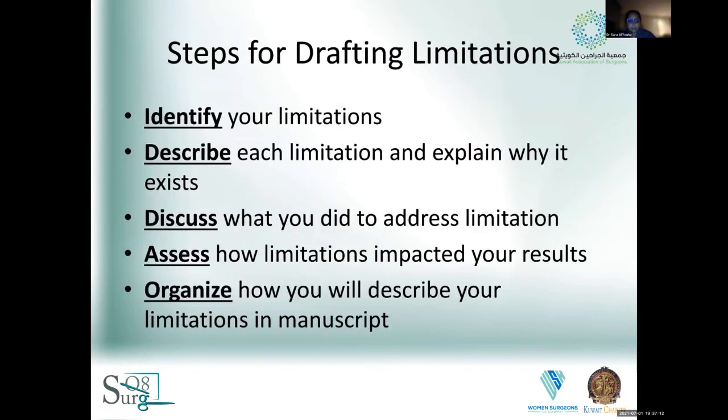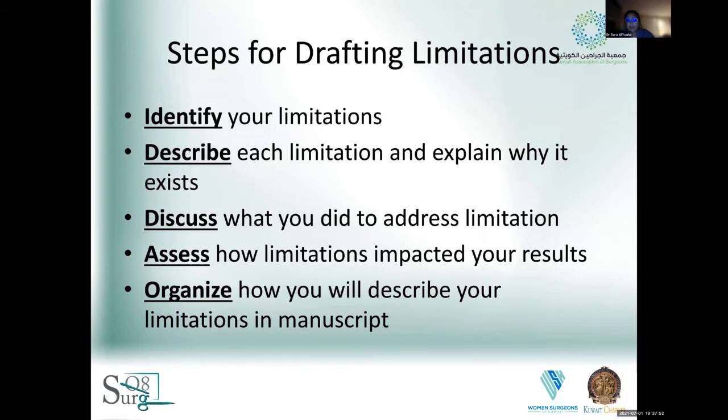And if you wanted to talk about this, this is the way I would suggest you format it. First, identify your main limitations, then describe each limitation and explain why it exists in the first place. For example, if my limitation is my sample was picked from a single hospital in Kuwait, I would say this happened because this is where most of the cases were. And then you discuss what you did to address this limitation. So you might say that we think this is applicable to the general population because this is a representative sample.